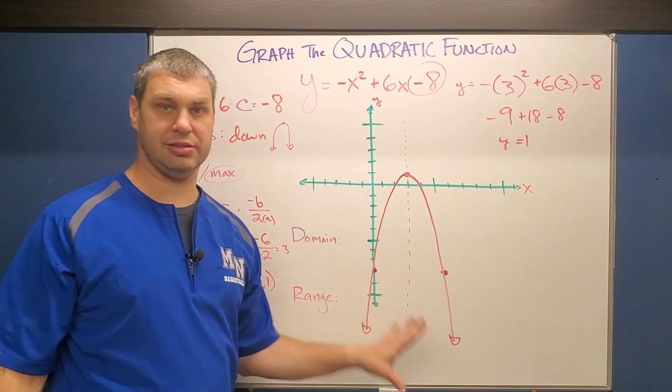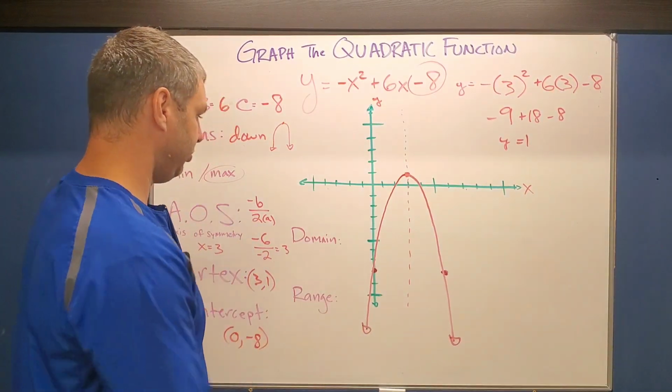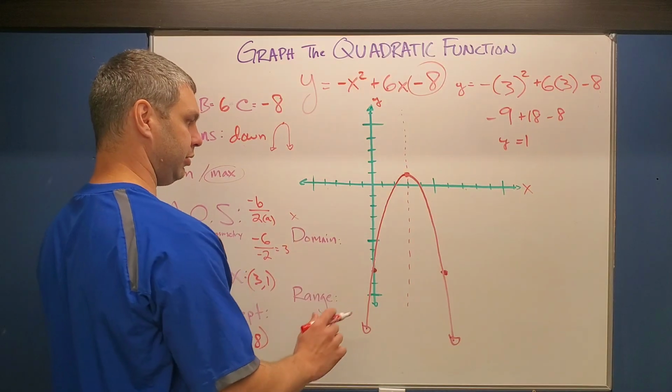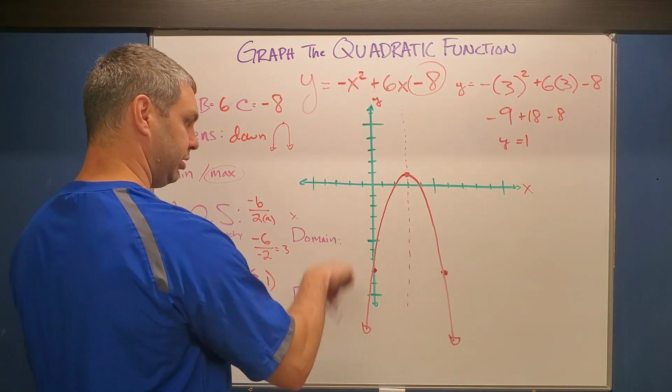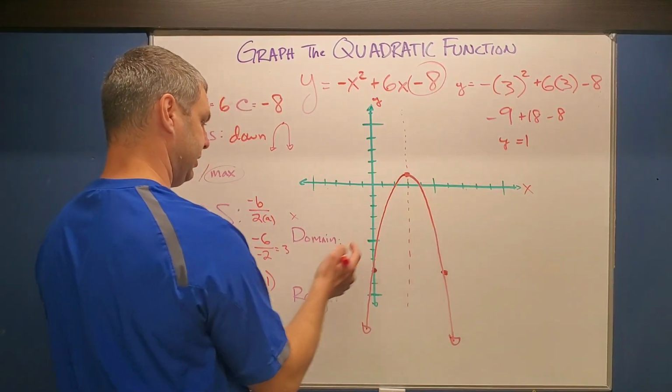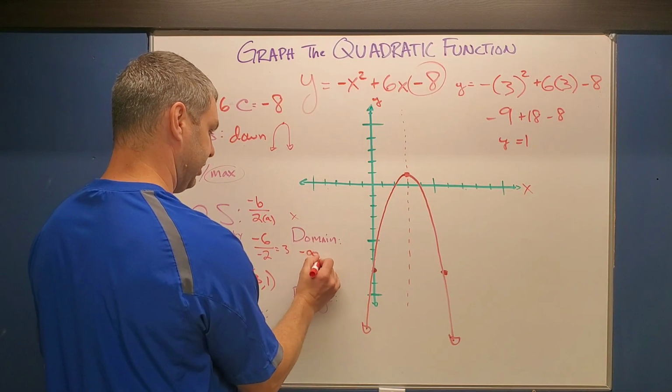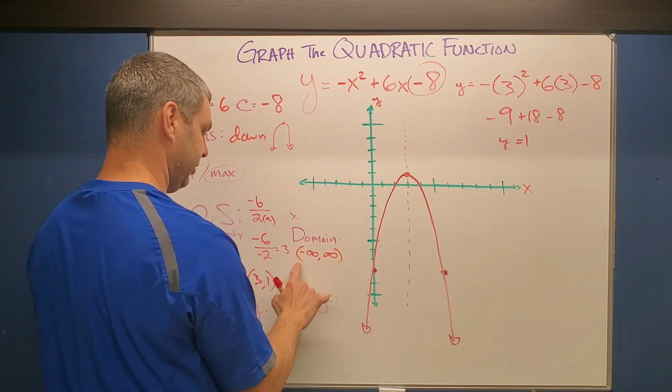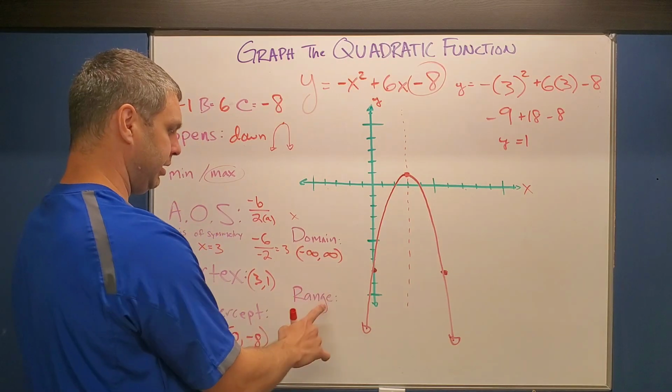Then the last thing you need is the domain and range. Domain, remember, is your x values. Well, x is going left forever, and it's going right forever. And so, since my x's go left and right, this is going to be from negative infinity to positive infinity. Infinities get parentheses around them.